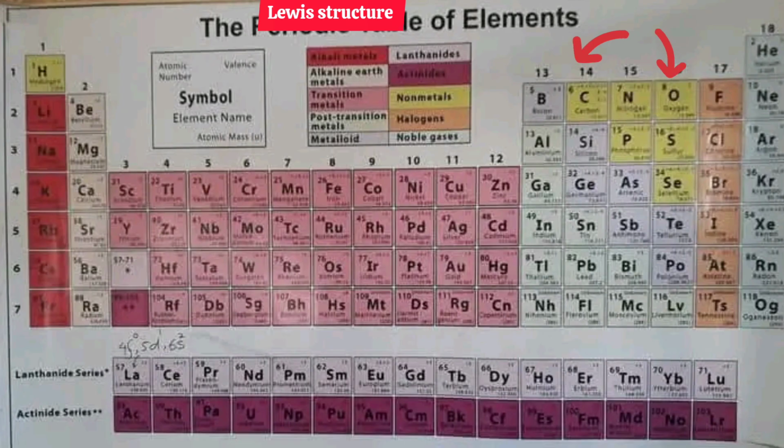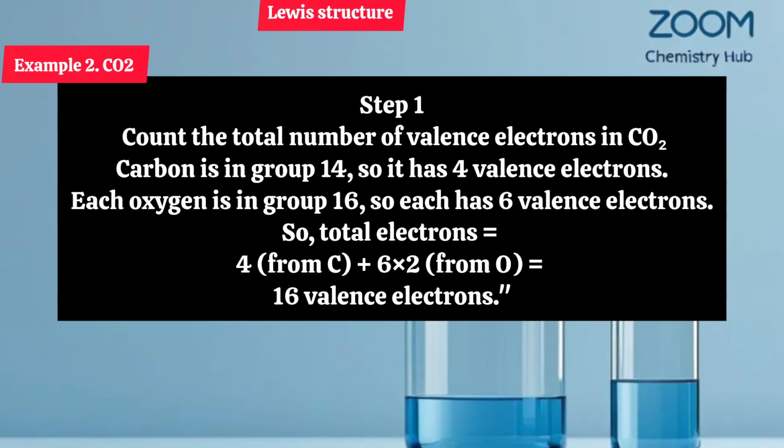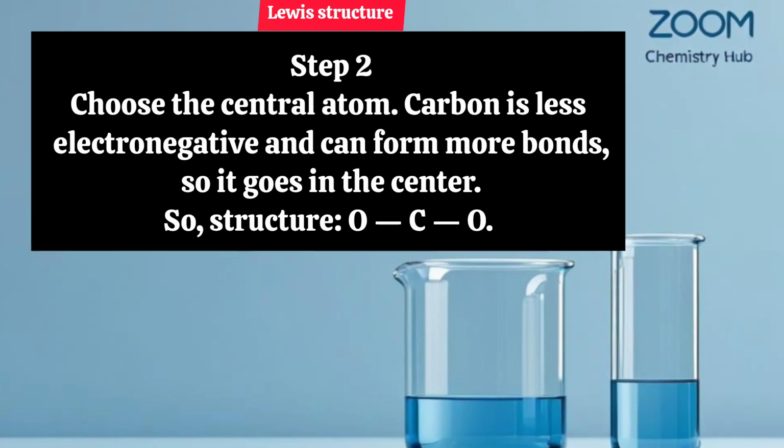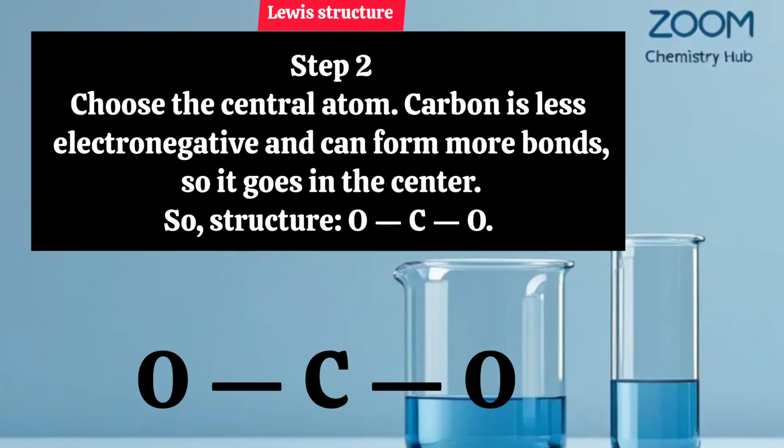So the total number of valence electrons of carbon and oxygen are 4 electrons for carbon and 6 electrons for oxygen. Here the number of oxygen atoms is 2, so we will multiply the number of atoms by their valence electrons. So the total number of valence electrons of carbon and 2 atoms of oxygen is 16. Now in the second step we choose the central atom.